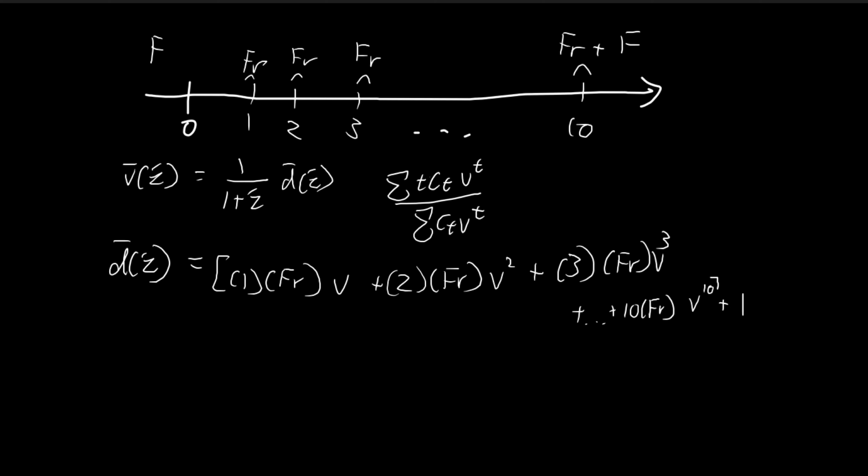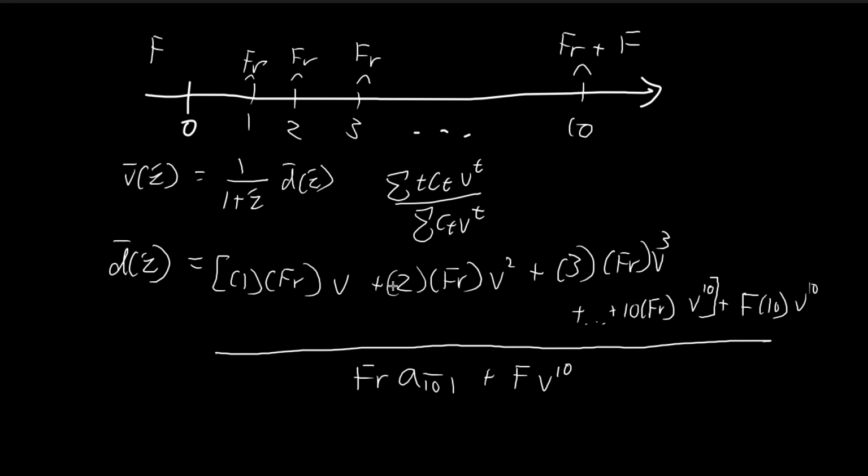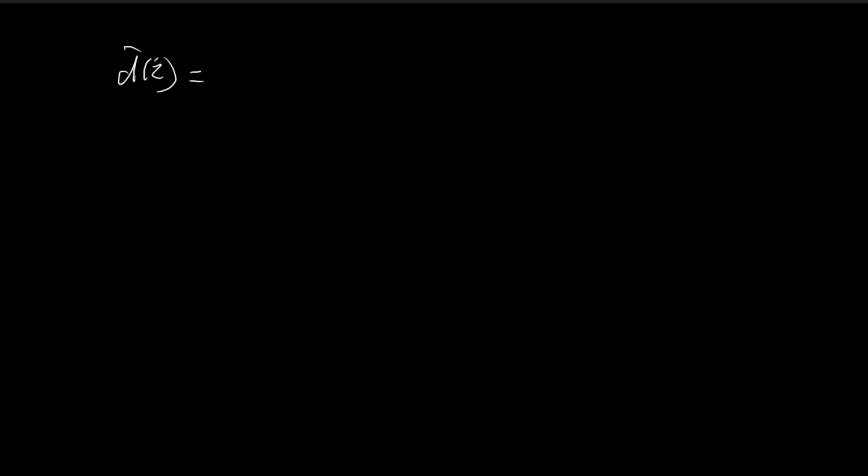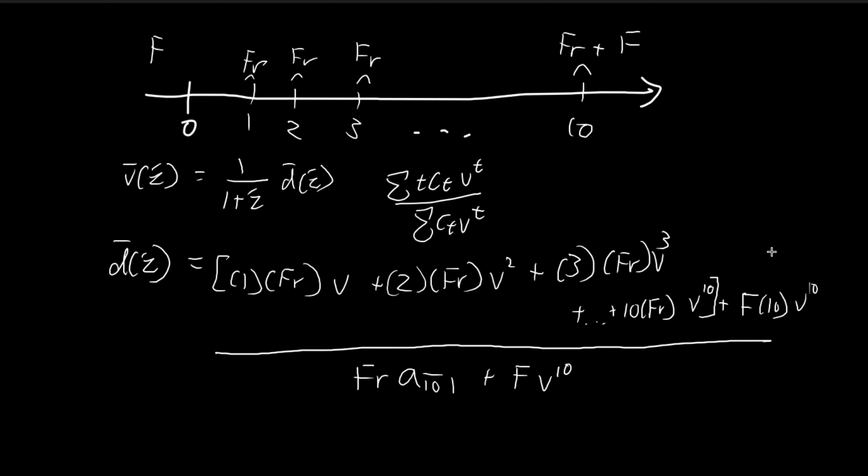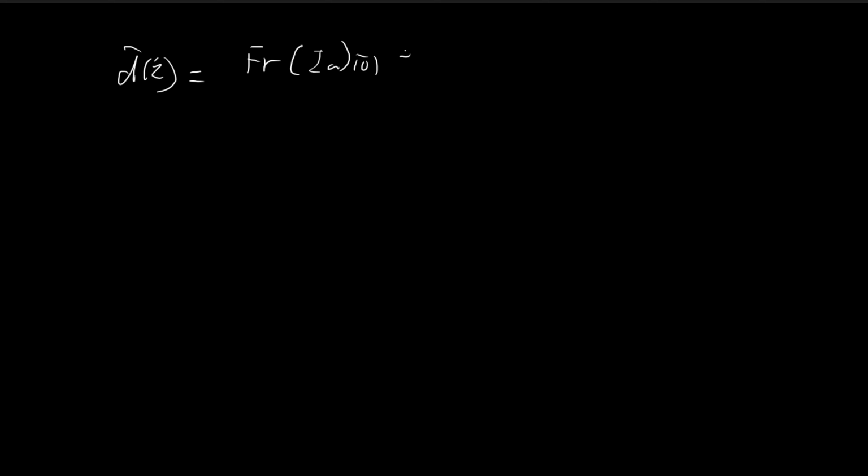And then we divide this by the present value of all these payments. So you just get FR times the annuity symbol plus F times v to the power of 10. So let's try to simplify this expression. Obviously you can see that this is actually an increasing annuity. It starts from 1, 2, 3, all the way to 10. So immediately we have FR (Ia) at 10. And then don't forget this final term, which is the redemption value. And then we divide this by the present value of all the payments.